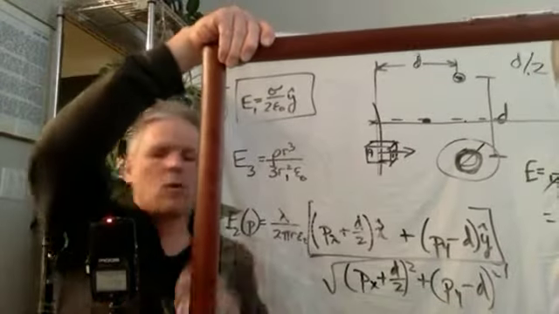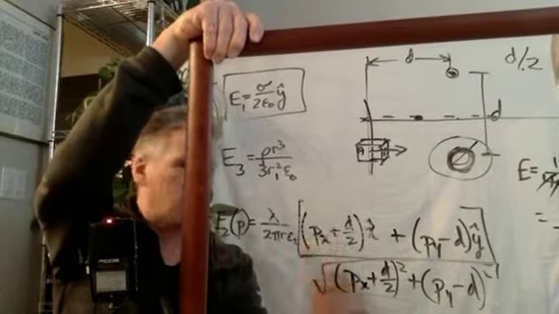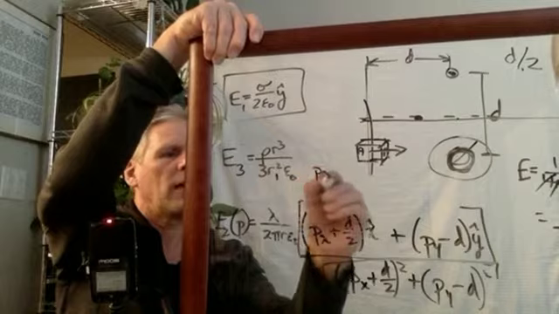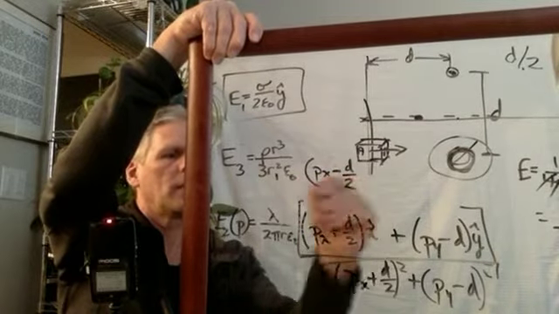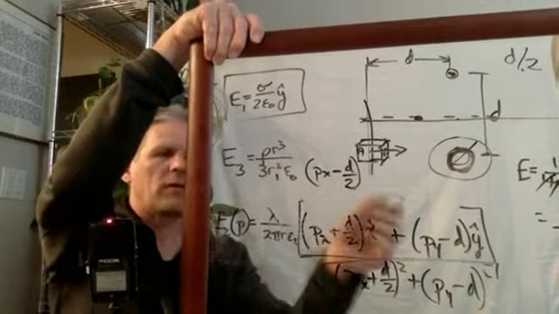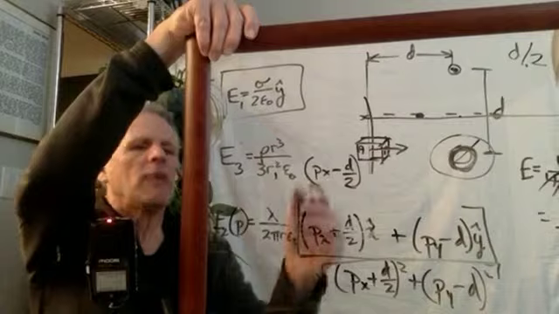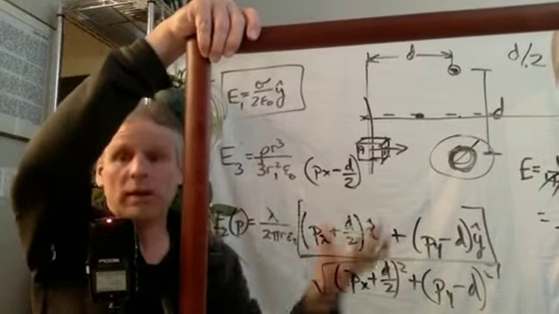And once again, what direction is this in? Well, it's in the r hat direction, which is exactly the same as this, except that in this case it is p sub x minus d over 2, and everything else about this expression is exactly the same. Now, what's this p sub x, p sub y? P sub x, p sub y is any point in space.